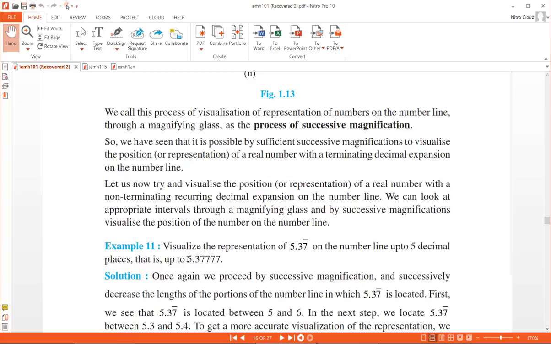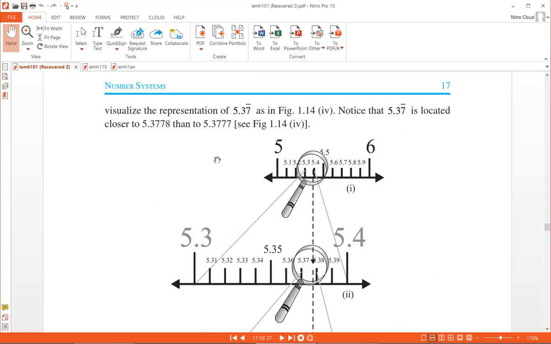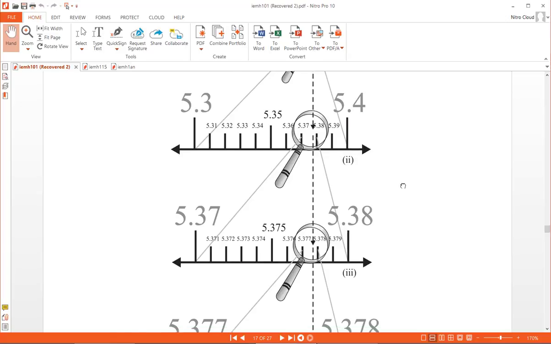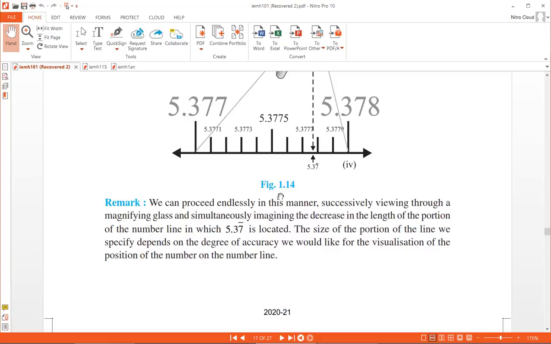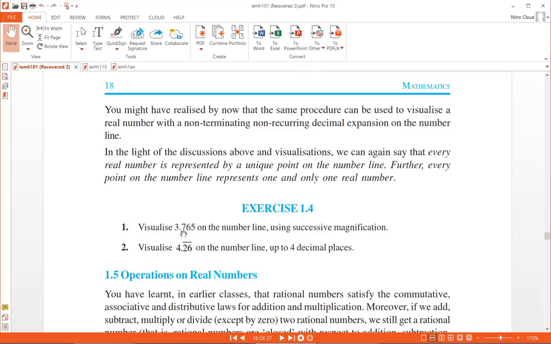Now what will I do? I know that this number is between 5 and 6, so I will first magnify that. Then I know it's 5.37, so I will magnify the 5.3 to 5.4. So 5.3 to 5.4 is magnified here. On subsequent magnification, there are 7s repeated. Then I will take the 7 values, so between 7 and 8 I will magnify and I will keep doing it till whatever precision I want. I wanted 5 decimal places, so I will magnify it those many times and I'll be able to get the value here. So in this exercise 3.765, let me just show you one example.